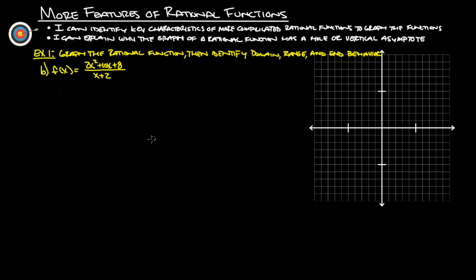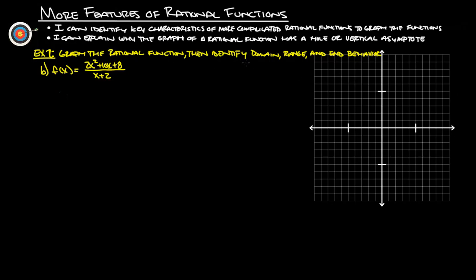Last example here. It says example 1, but it's really example 2, isn't it? Let me write that on there. Okay. So, example 2, graph the polynomial function, identify domain, range and end behavior here. So we've got this one here: 2x squared plus 10x plus 8 over x plus 2. We're going to do the same thing we just did.